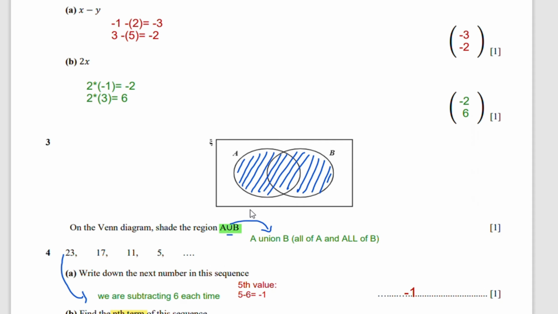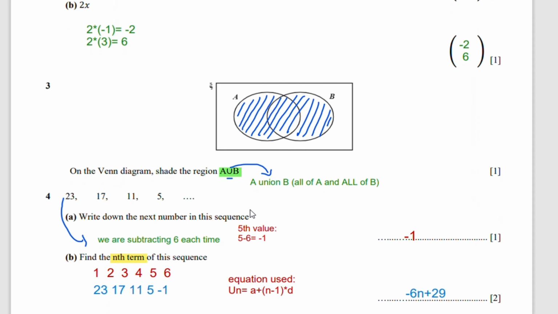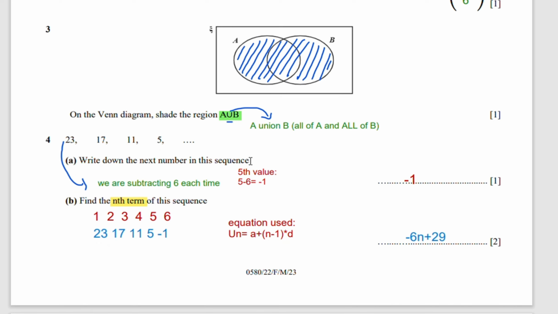Okay. Moving to question 3. This one is telling us that there is a Venn diagram, shade the region A union B. So it is all of A and all of B. As you can see, this is how you shade it. Moving on, wait, just let me give you a note about it.